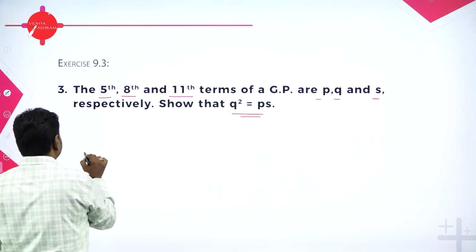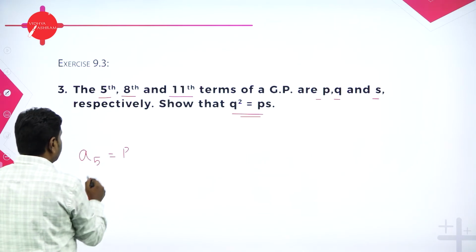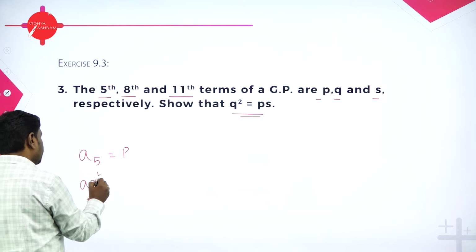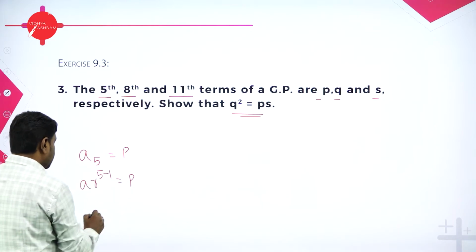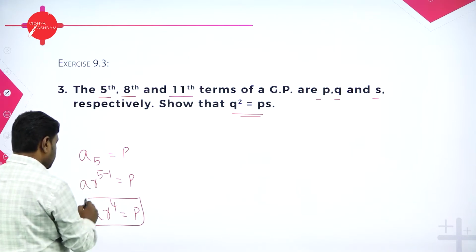So they gave the 5th term. A5 is what? Given A5 is P. All of you know A5 means what? A into R power 5 minus 1 is P. Or can I say A R power 4 is P. So you got the P value.